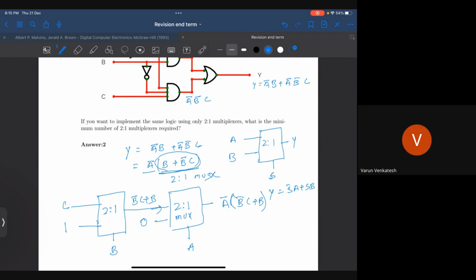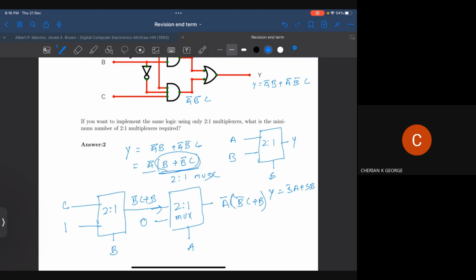I had one question here. A bar B plus B bar C, we can simplify it further to A bar B plus C, right? For these types of questions, do you generally simplify or not, or do you have to go by intuition and just play around and see? You have to go by intuition and see all the things. Okay, got it.